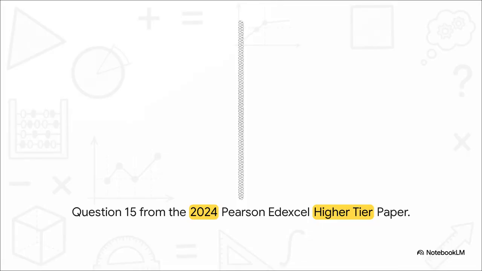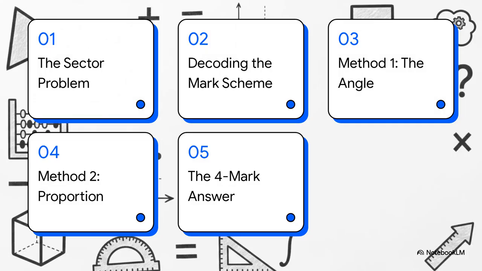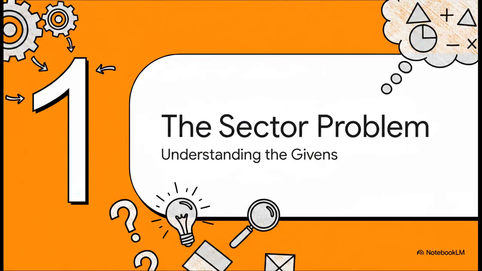This is question 15, pulled straight from the paper. It's a classic geometry problem about the sector of a circle, and it's worth 4 big marks. You know, the kind of question that can seriously boost your final grade. So here's our plan of attack. First, we'll break down what the question is actually asking. Then, we'll get a peek at the examiner's playbook, the mark scheme, before walking through 2 totally different but equally correct methods to nail all 4 marks. Okay, let's get into it.